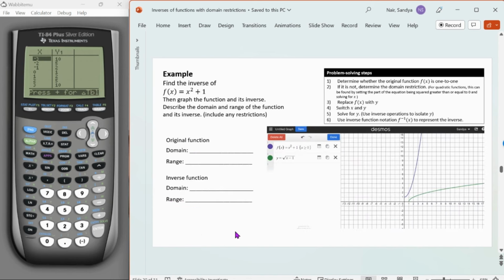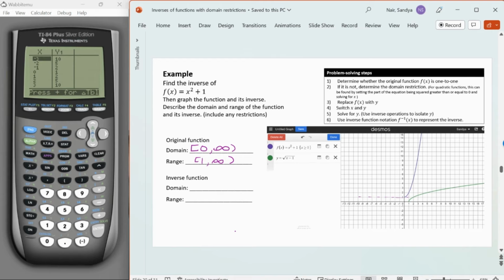So let's look at this. Our original function, notice that we restricted it so that x is greater than or equal to 0. So we'll say that the domain is going to be from 0 to positive infinity. And that's going to make the range, well, notice the starting value of the range is 1. So the range is going to go from 1 to positive infinity.